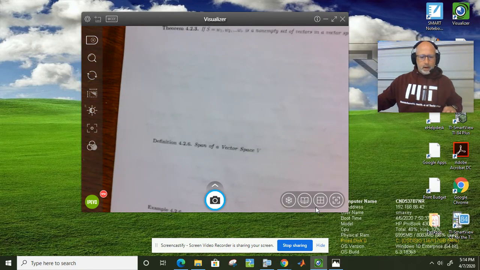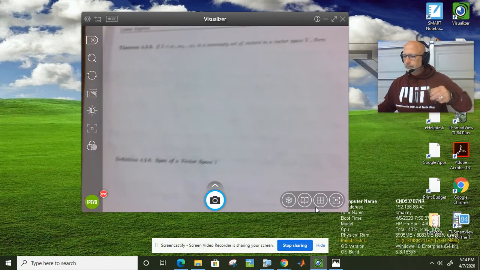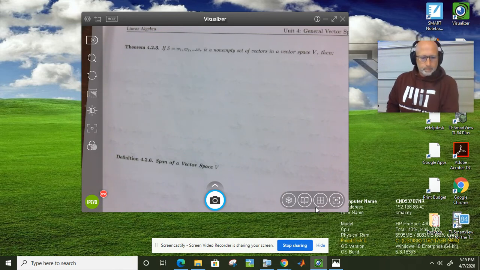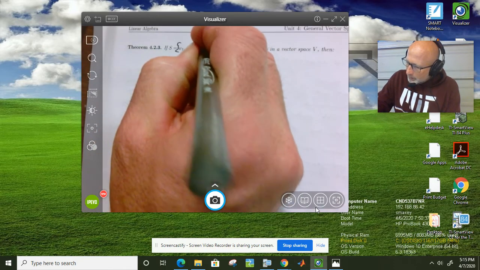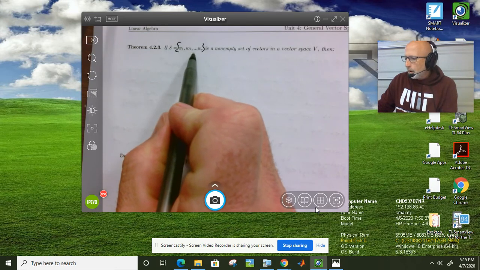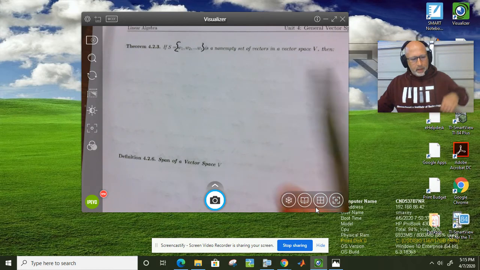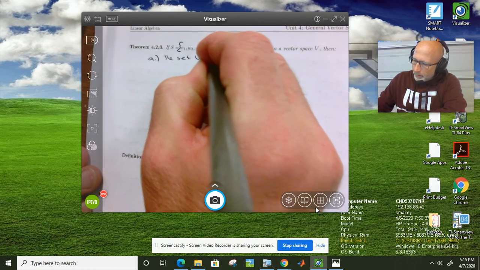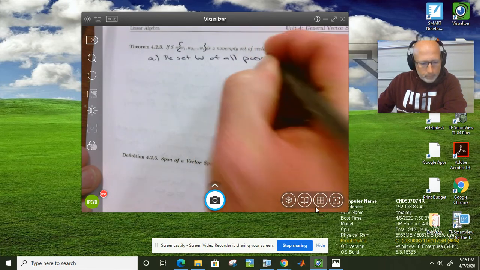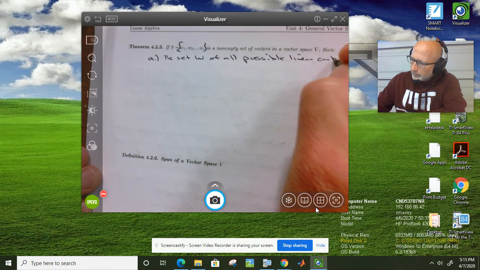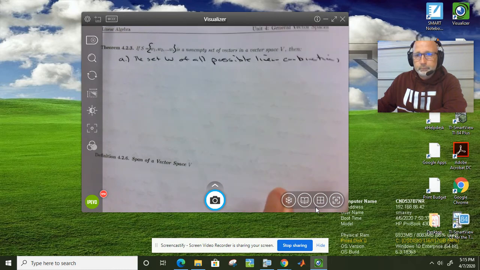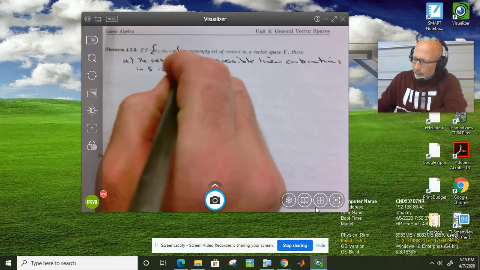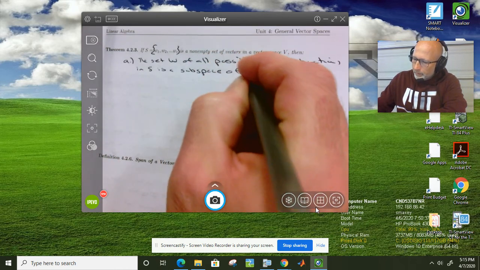Okay, so the next theorem, 4.2.3. If S is equal to {W1, W2, all the way to WR} (this should have set notation) is a non-empty set of vectors in a vector space V, then (a) the set W of all possible linear combinations of vectors in S is a subspace of V.